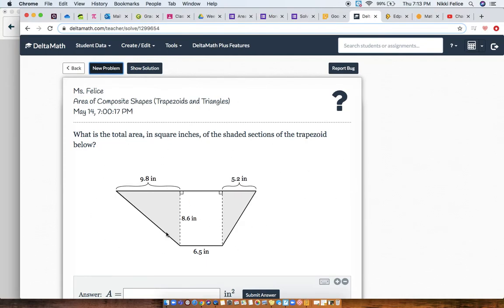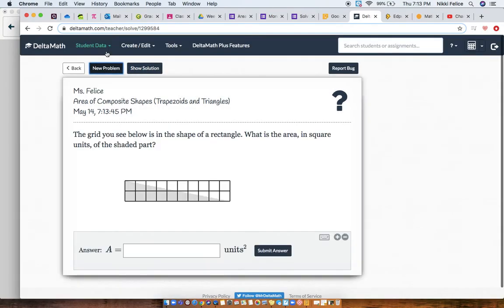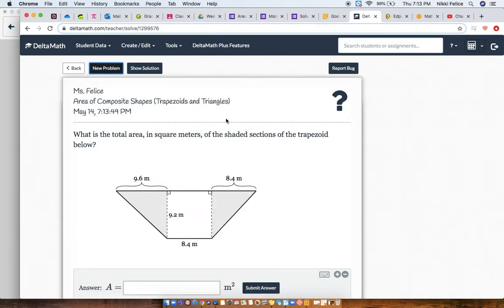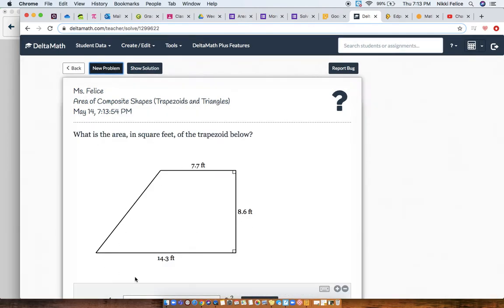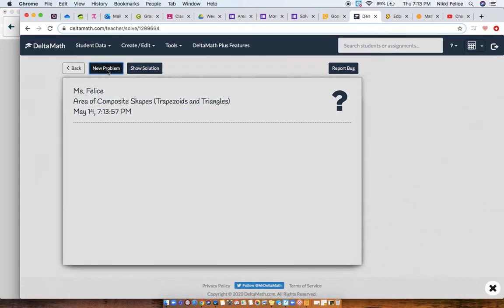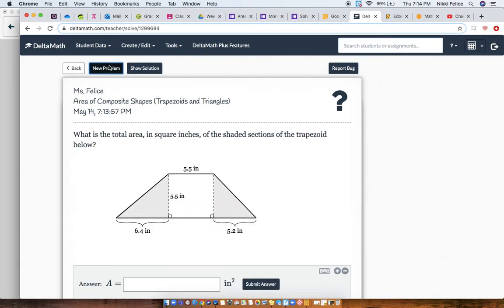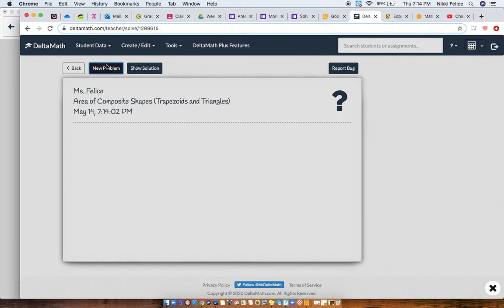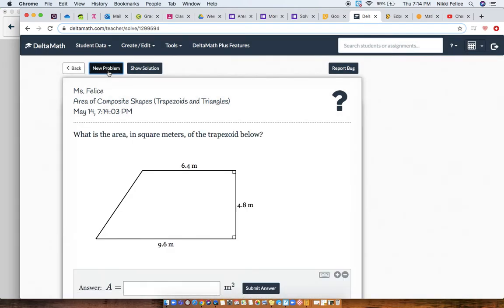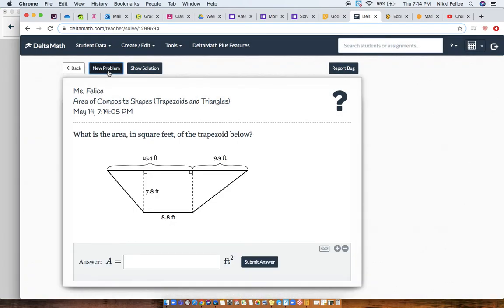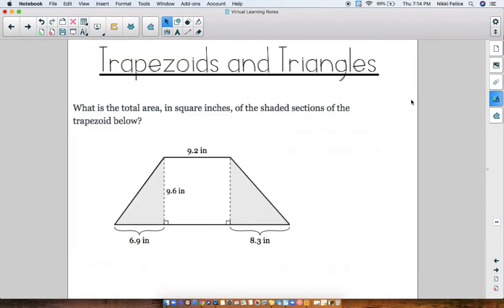You might get questions like this, where you have to find the area of the shaded part. You might get a question like this, which is what I'm going to teach you right now. But there'll be other questions like just find the area of a trapezoid, or find the area of triangles. So all different problems. But this is probably the hardest one, so I wanted to go over that with you right now. There's two different ways that we can solve this one. So let's take a look.